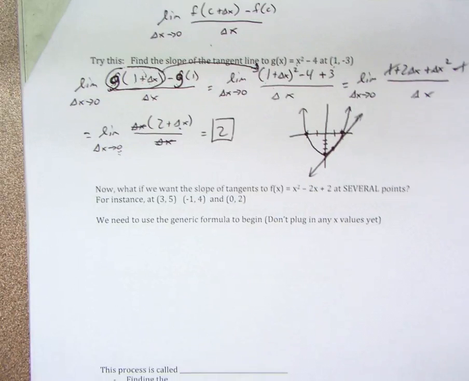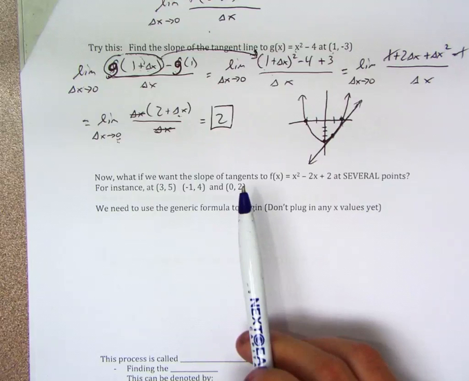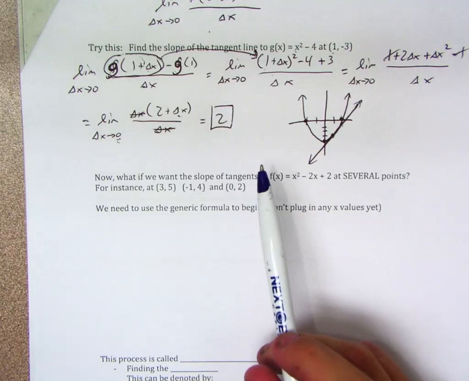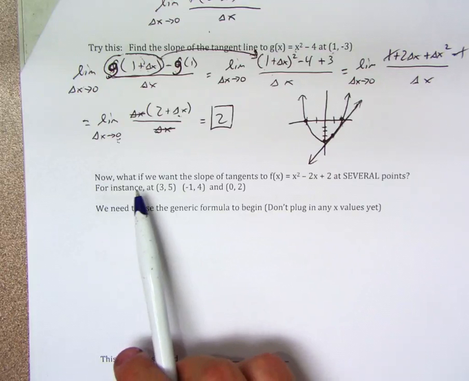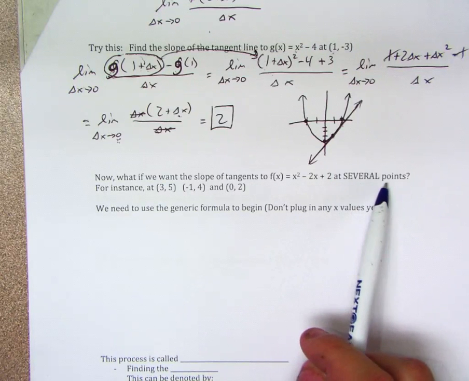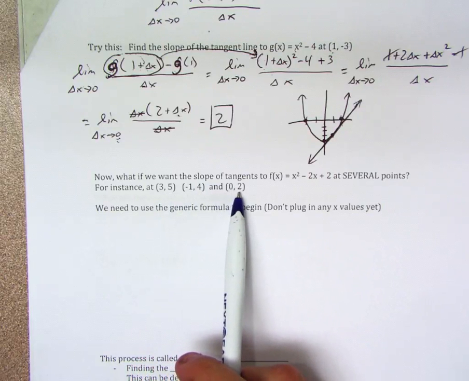Okay, so part two. What we were doing in the last couple of problems, we were finding the slope of tangent lines at specific points. So we had to go through some manipulation in order to get there. But what if we want the slope of tangents to a function at multiple points? Like at 3, 5, negative 1, 4, and 0, 2.